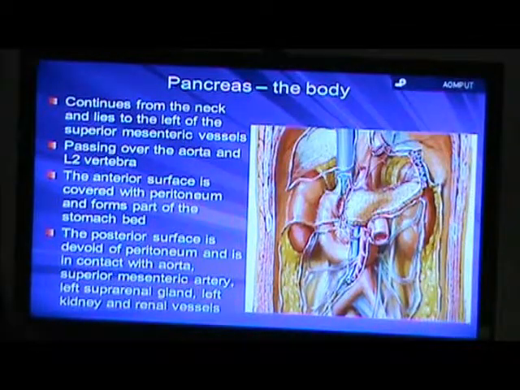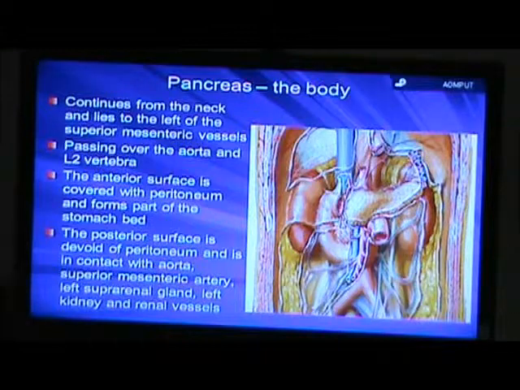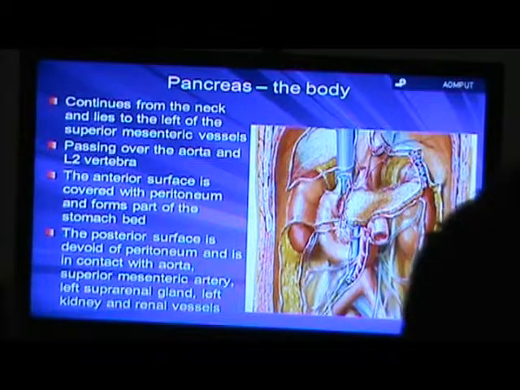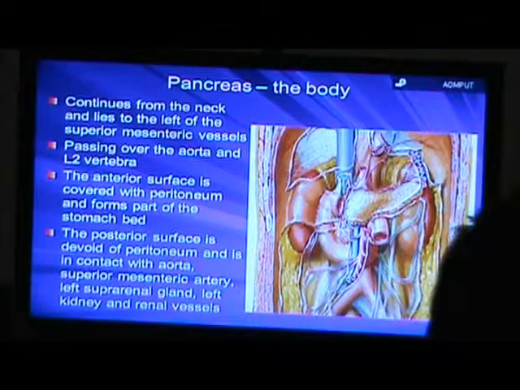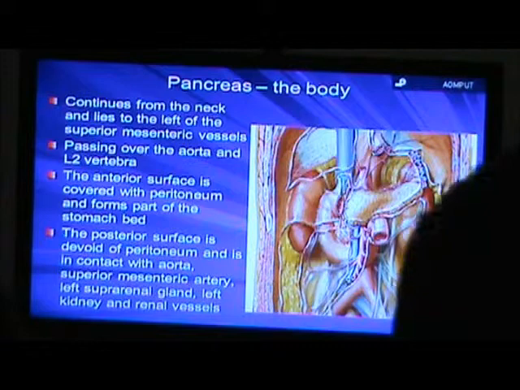Look, the superior mesenteric artery, the left suprarenal gland is visible here, the left kidney, and the renal vessels which enter or leave the kidney, so the left renal vein and left renal artery.